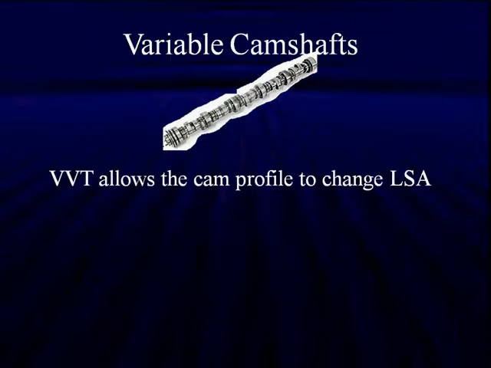But variable camshafts are going to allow us to change the LSA. That's the difference. We're going to change the lobe separation angle by varying the phasing of the cam. And this is the basis for cam timing.